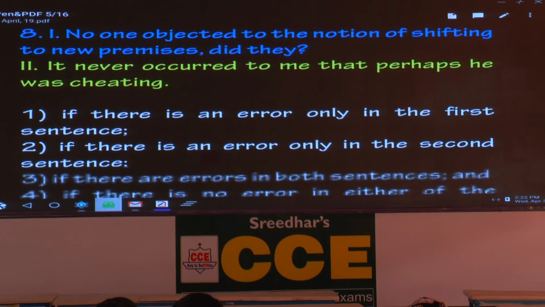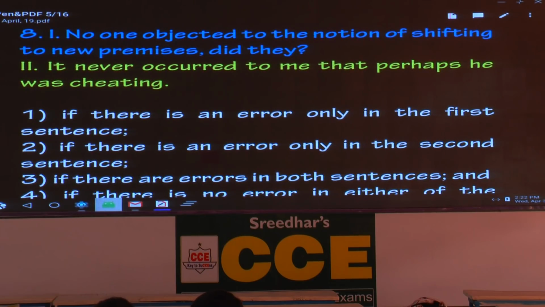Question number 8. No one objected to the notion of shifting to new premises, did they? This is really a good question. Please underline the subject. What is the subject here? No one. And this question is related to question tags.